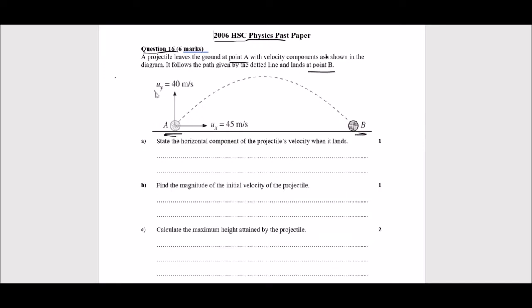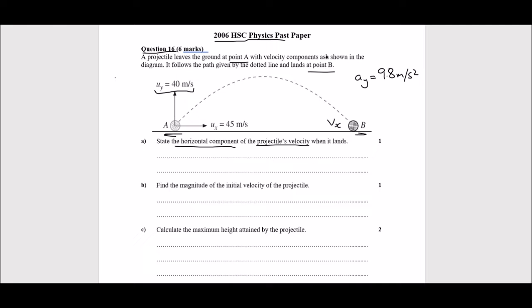What we are given is uy and ux. What we can also assume that we know is that the acceleration due to gravity, ay, is 9.8 meters per second squared. So in question 1 it says state the horizontal component of the projectile's velocity when it lands. So we are looking at Vx over here.